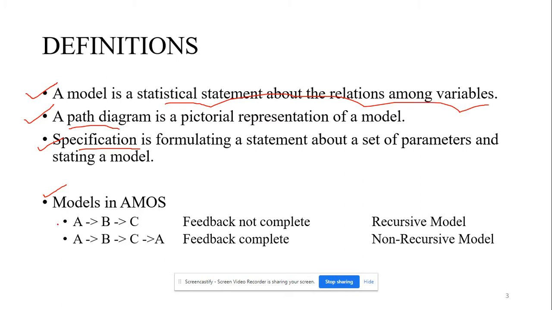So the first model is recursive. When A leads to B, these are cause and effect. B is caused by A and C is caused by B. So feedback is not complete in this model. You can see these are called recursive models. But in some models, B is caused by A, C is caused by B, and then again A is caused by C, the feedback is complete. These are called non-recursive models.